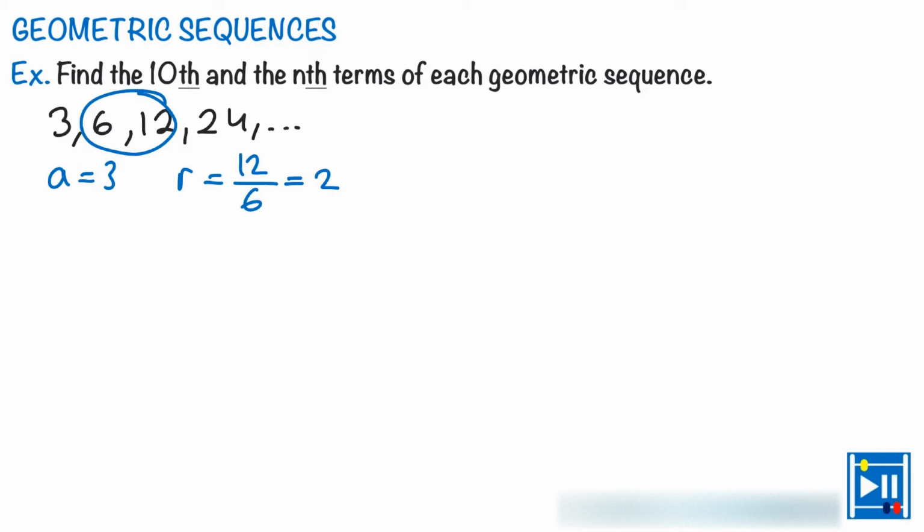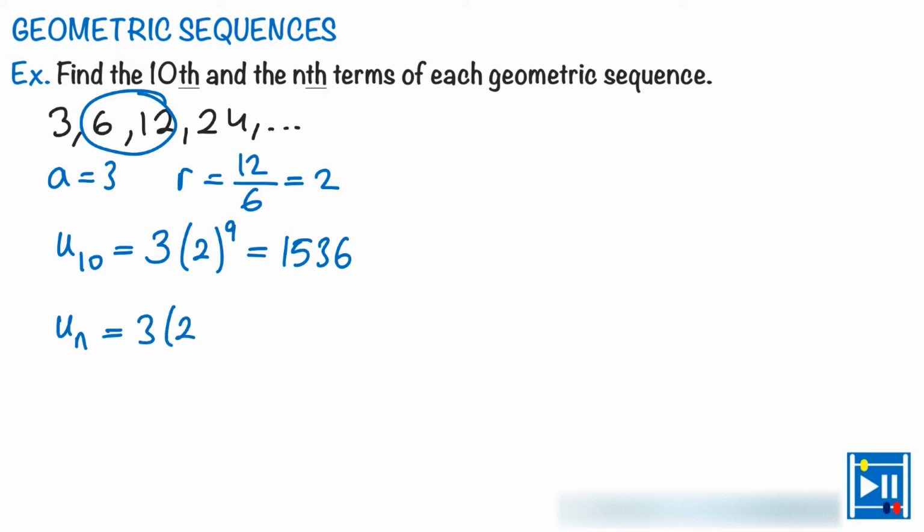So for the 10th term, I go like u sub 10 equals the first term times the common ratio to the power of 10 minus 1, which is 9. So I end up with 1536 if I do the calculation, right? This is the 10th term. For the nth term, I just write 3 times 2 to the power of n minus 1, right? And I can stop here.